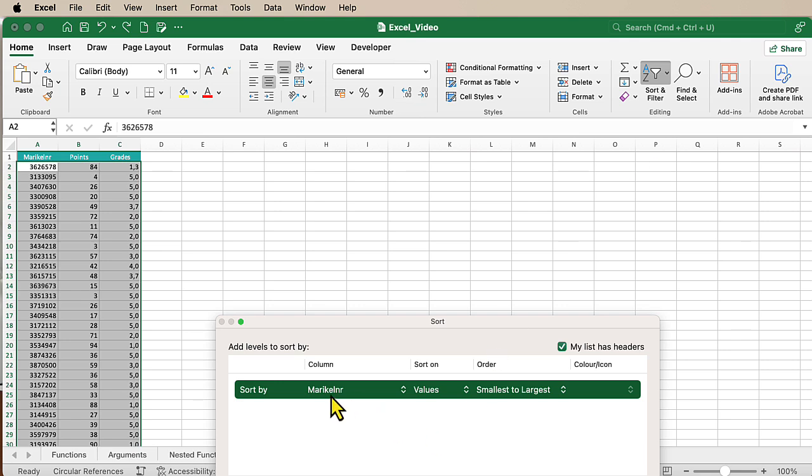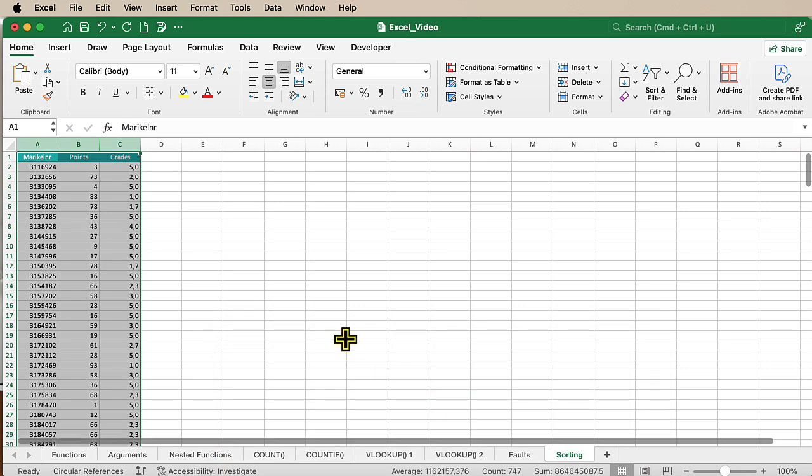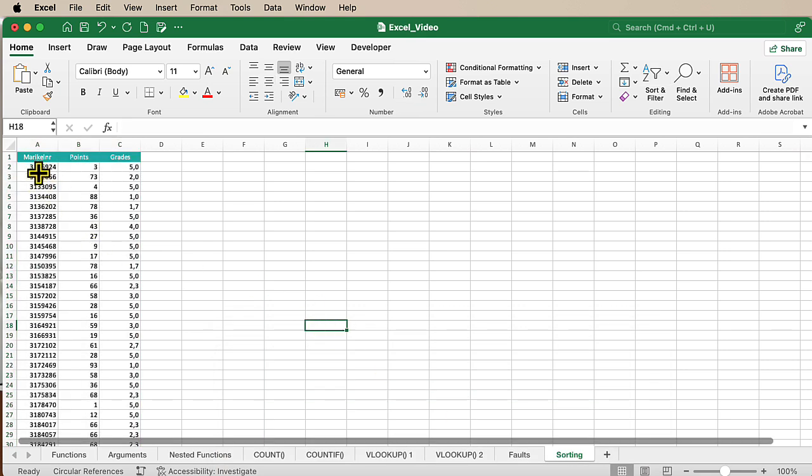So actually the matriculation number, the first column, is already offered, and you can sort by values and smallest to largest or largest to smallest. I let it be like this. And what you can see is now the matriculation numbers are ordered and the points and grades are changed according to the ordering we have done.